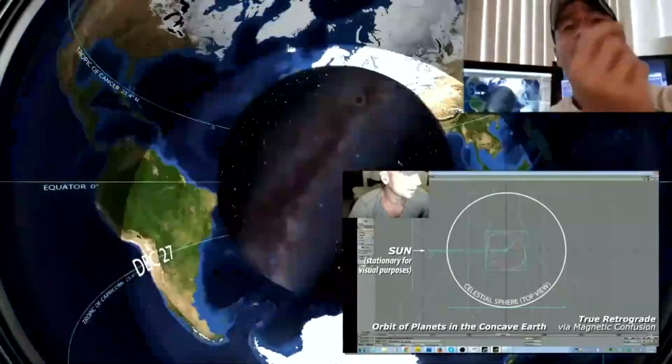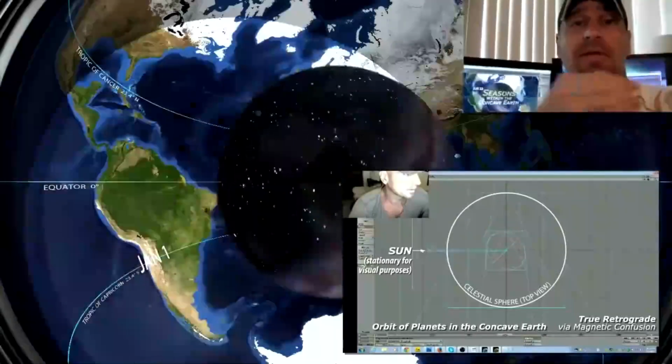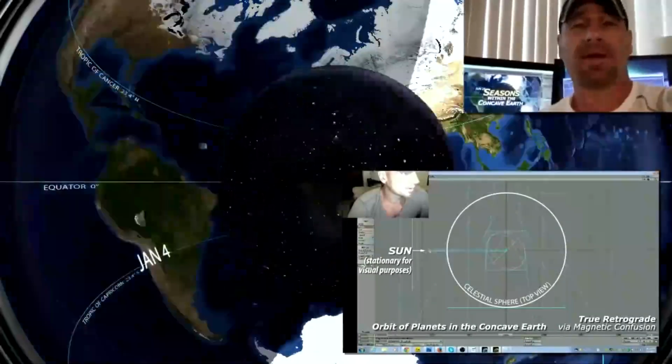Mercury and Venus, they're going to be orbiting the sun. So when they go behind the sun, they're going to get confused as well. So that's how retrograde happens within the concave Earth.